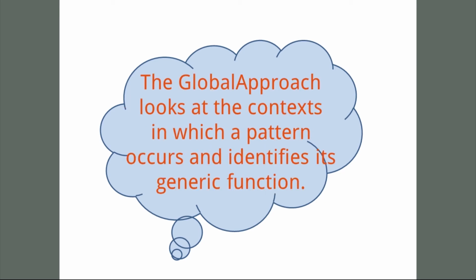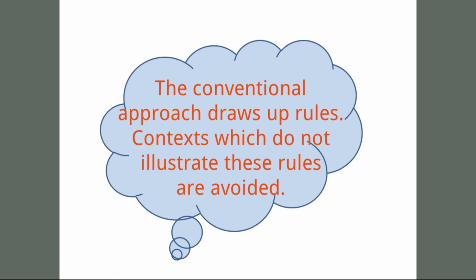What the global approach does is look at the variety of contexts in which a pattern occurs and identify its generic function across the whole range. This is in sharp contrast to the conventional approach, where many grammar rules are drawn up to explain a restricted context and then illustrated and justified by the creation of similar examples. And contexts which do not illustrate these rules are carefully avoided.